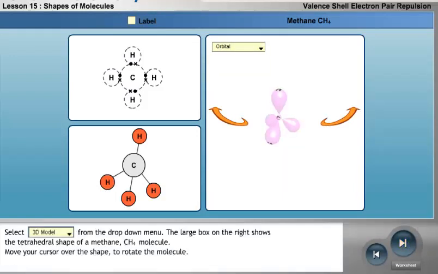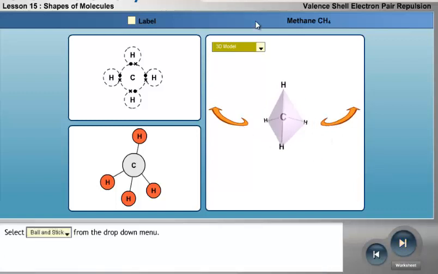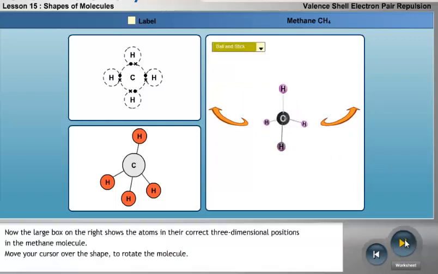Select 3D Model from the drop-down menu. The large box on the right shows the tetrahedral shape of a methane CH4 molecule. Move your cursor over the shape to rotate the molecule. Select Ball and Stick from the drop-down menu. Now the large box on the right shows the atoms in their correct 3-dimensional positions in the methane molecule. Move your cursor over the shape to rotate the molecule.